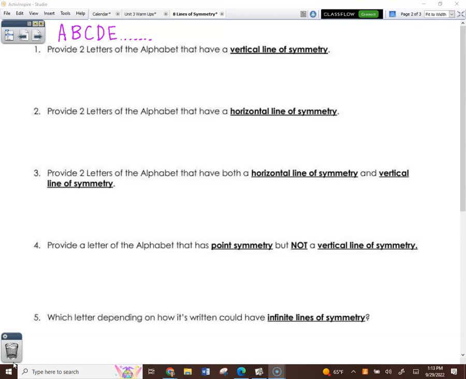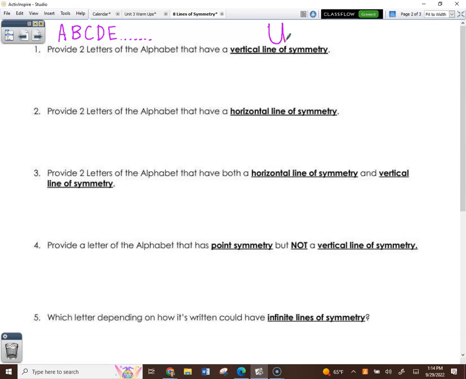O. A. H. I. M. I said no with U just because U tends to have the tail, even the capital U. If you draw a U without that little tail, then you're correct. If the U has that little tail, then the answer would be no. So that one's subjective to how you write it.